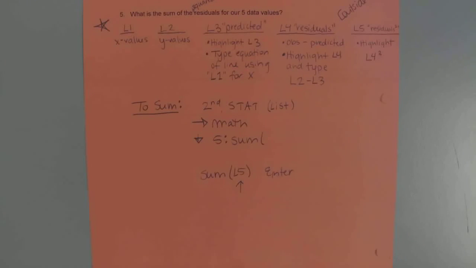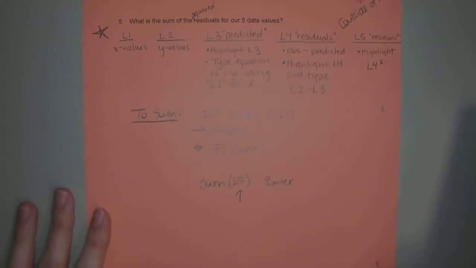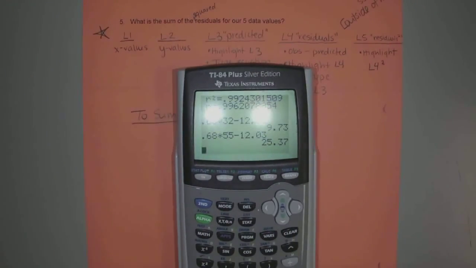So second stat is the list feature. So go ahead and do that, second stat. Scroll over to math. And then hit 5 or scroll down to 5. And it should pop up sum on your main page. And when you sum list 5, I think it's pretty small. What do we get for our sum? It's rather small. 1.75. Yeah, it's not very big at all.